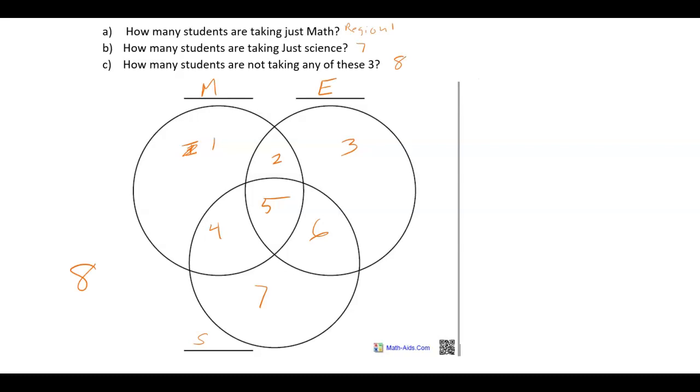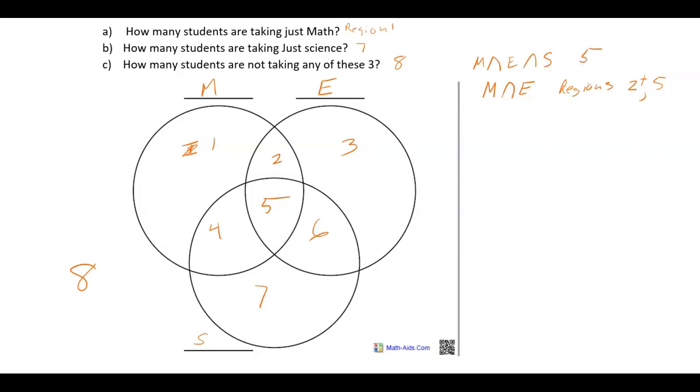They're outside all 3. But let's look a little closer. How many are taking math and English? That's an intersection question. The and is an intersection. That is in regions, as I've numbered them. Now, students get very confused here. They think it's just region 2. It's actually region 2 and 5 together. Math and English and science, all 3 together, is just region 5.